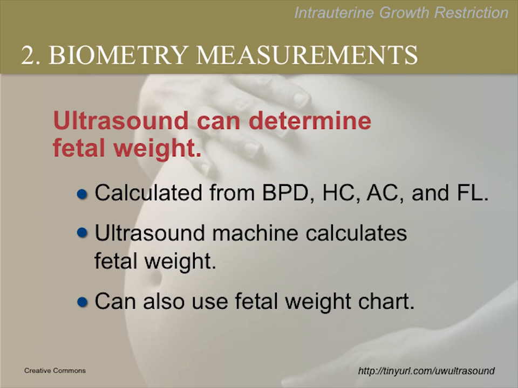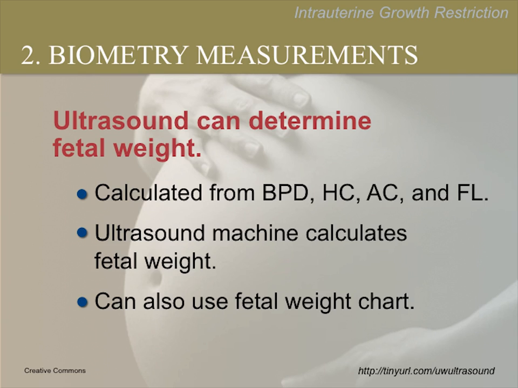The next ultrasound tool that might indicate IUGR is to measure the fetus and determine the fetal weight. To determine fetal weight, measure the biparietal diameter, head circumference, abdominal circumference, and femur length. This was discussed in a previous lecture.